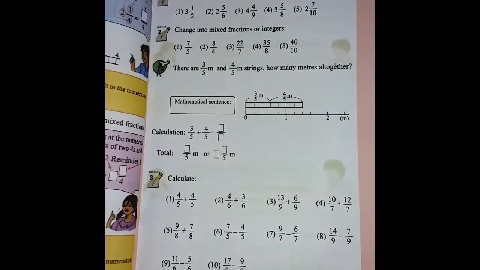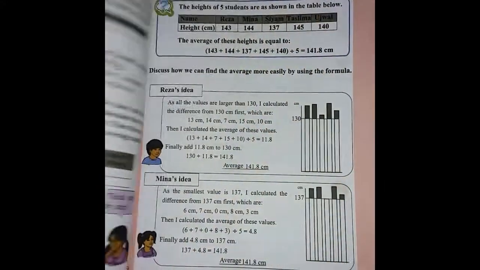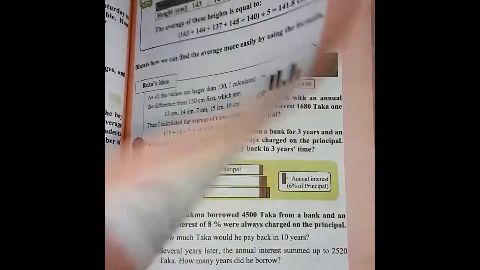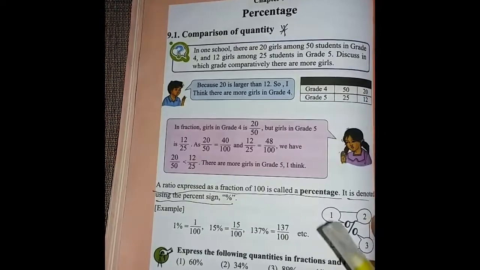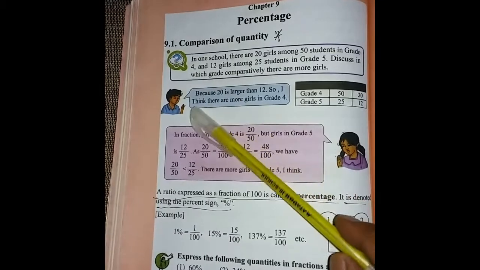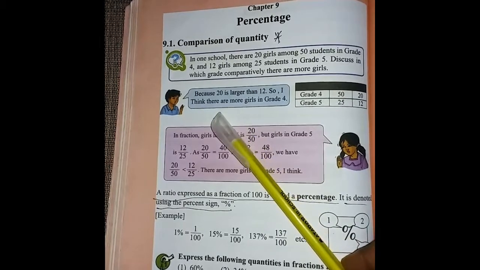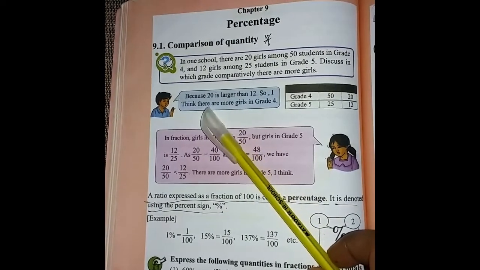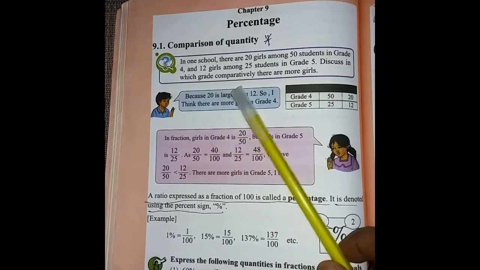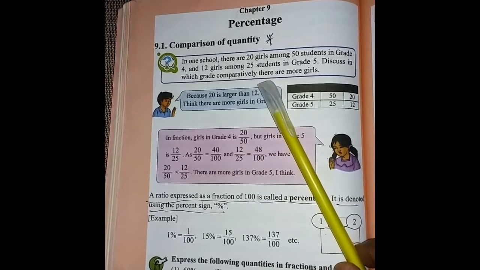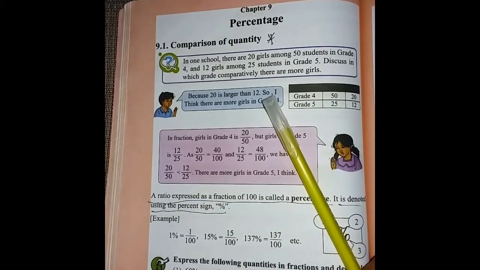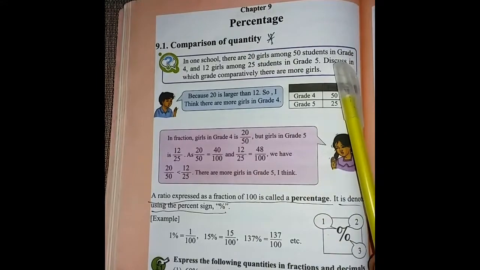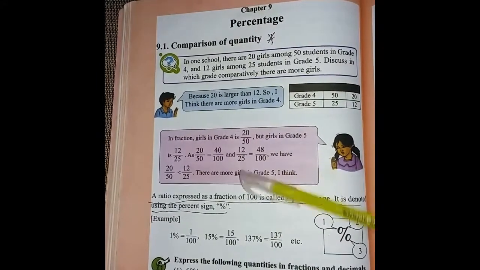Let's go to page number 94. Please open your book at page number 94. What have you seen? Percentage, right? In percentage, we are going to learn about three things: comparison of quantity, simple interest, and profit and loss. Today, I will discuss comparison of quantity and simple interest.